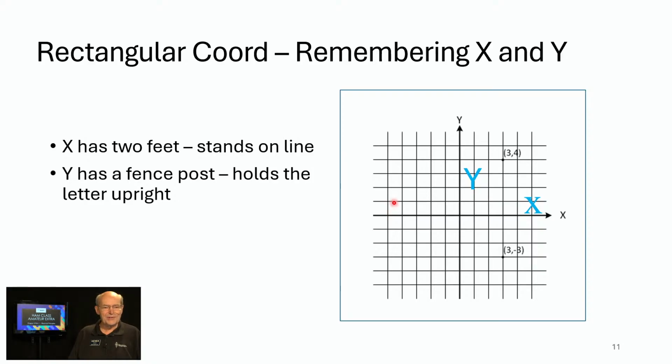What you could do to reinforce this, if we practice some repetition, is close your eyes for a minute and imagine the x-axis standing on the line. Imagine the y-axis being a fence post, and then open your eyes and look at the picture again, and hopefully it didn't change in the process.